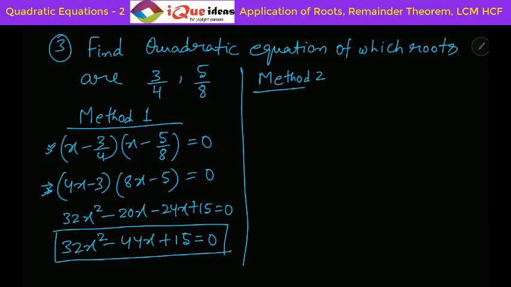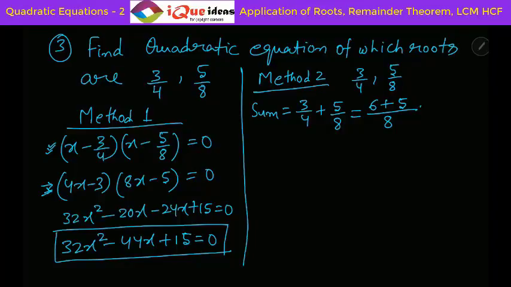For method 2, we need to find the sum and the product of roots. The roots are 3 by 4 and 5 by 8. So let's first find the sum. The sum of these roots will be 3 by 4 plus 5 by 8. LCM of 4 and 8 is 8. So 4 2s is 8. So 3 2s is 6 plus 5, right? So it is 11 by 8. That is the sum of roots.